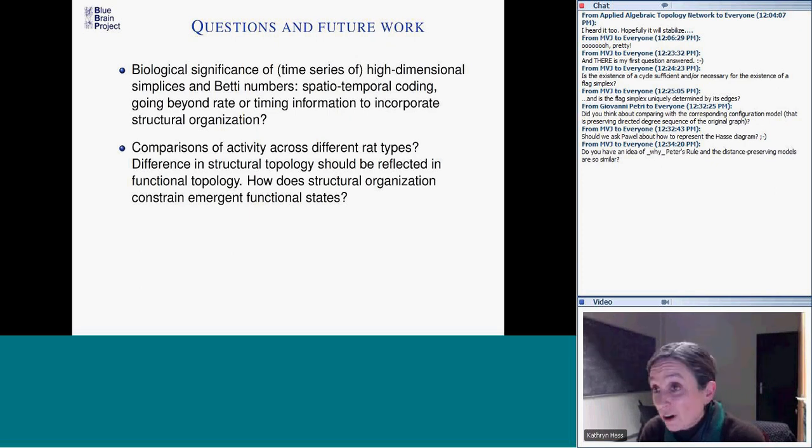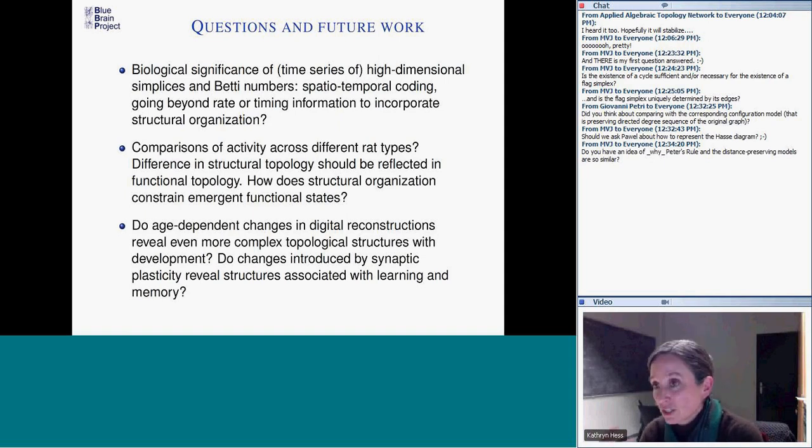Let's compare this activity across the different rat types, because this was just the activity that we did. The functional study was done on the average rat type, and I'm curious how these differences in structural topology that we noticed from comparing Euler characteristics and Betti numbers will show up functionally. There are some experiments that we plan to run soon, because something about how function is emerging from structure is something I think we need to understand.